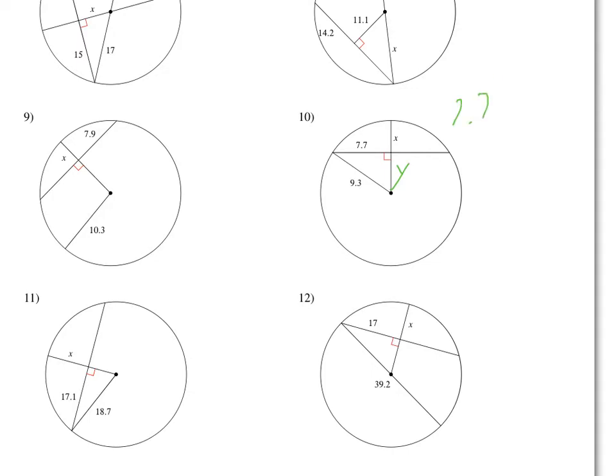So 7.7 squared plus y squared equals 9.3 squared. And once you do that, you're going to find y. If you know what y is, you can subtract it from 9.3. And that will give you your x. Similar to that is 11, you're going to use that y there. 12, you're going to use that y.